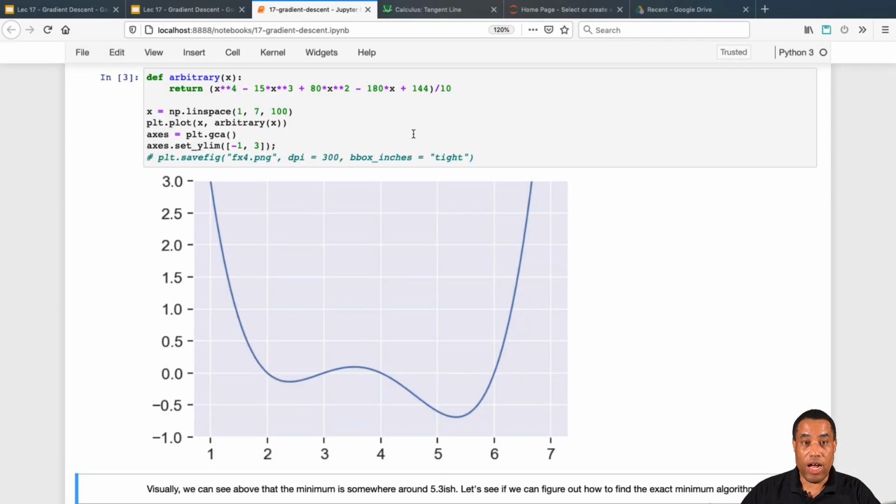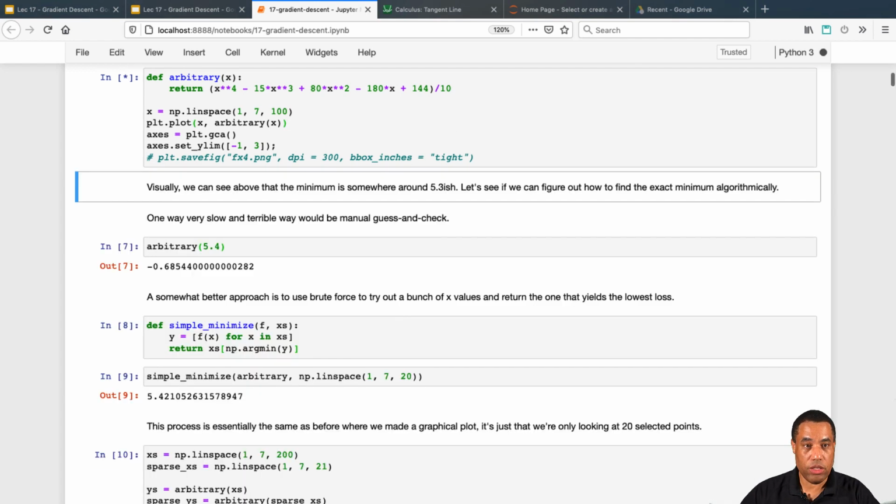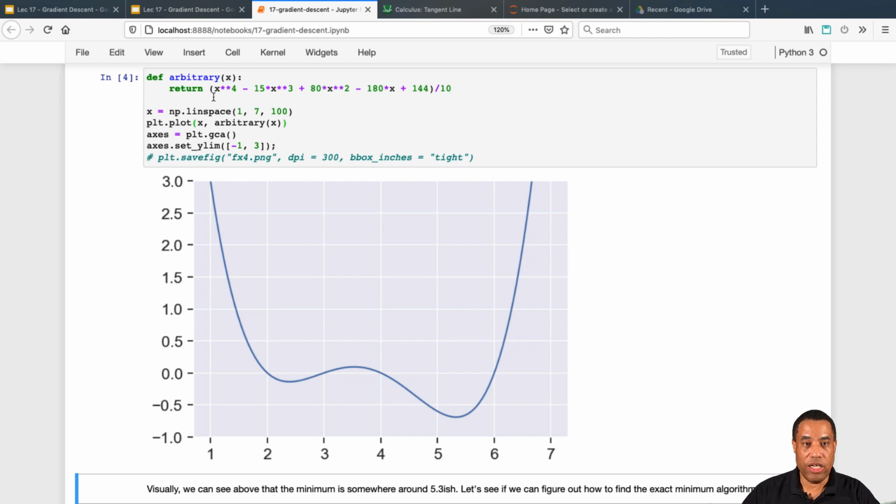Okay. So I have a notebook here that you can also follow along with, which has the arbitrary function that we just defined. Again, it's x to the fourth power minus 15x cubed plus 80x squared minus 180x plus 144. Here I've plotted it, and it looks like our minimum is going to be somewhere around 5.3. So our goal is going to be to figure out the exact minimum and to do that algorithmically.